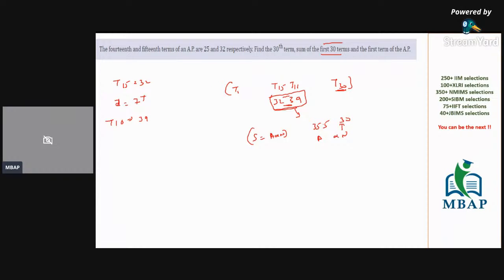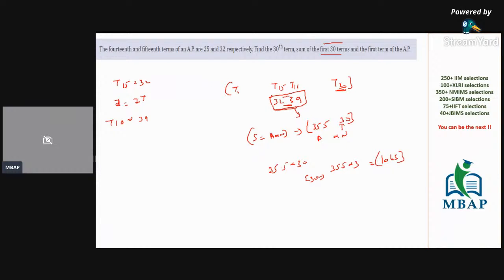So I know average is 35.5. Number of numbers is 30. So the answer is as simple as multiplying 35.5 into 30, which is 355 into 3. If you multiply 355 into 3, the answer is going to be 1065, which is the sum of the first 30 terms. Is this clear to all of you?